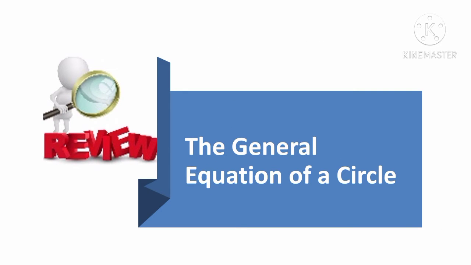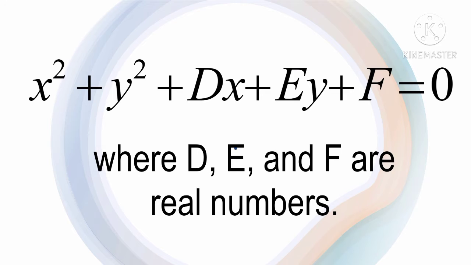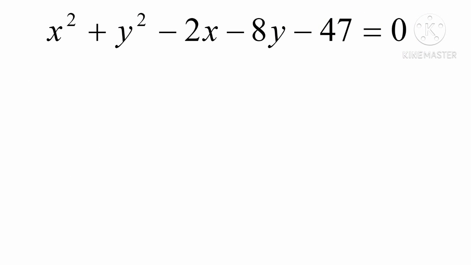The general equation of a circle is x^2 + y^2 + dx + ey + f = 0, where d, e, and f are real numbers. This equation is obtained by expanding the standard equation of a circle, (x - h)^2 + (y - k)^2 = r^2. Let's have a direct example so it will be clear to you. x^2 + y^2 - 2x - 8y - 47 = 0. So d is equal to -2, e is equal to -8, and f is equal to -47. So d, e, and f are real numbers.